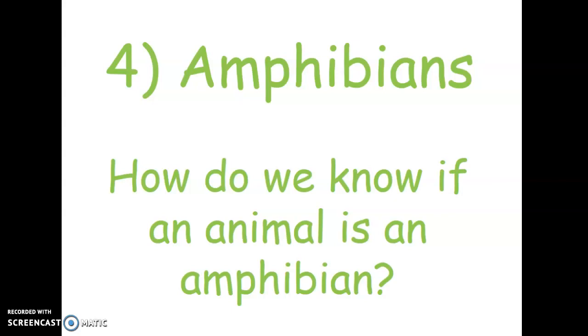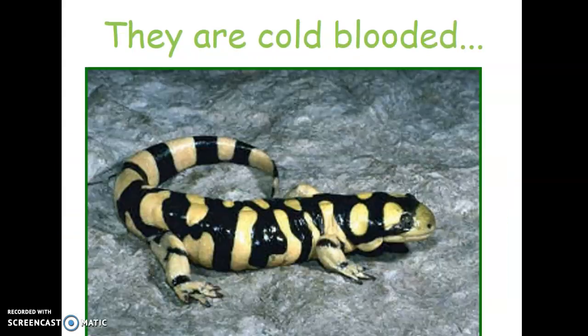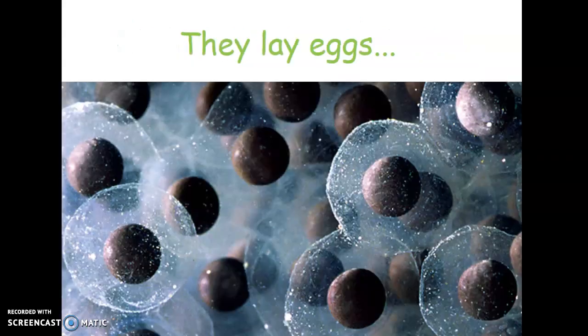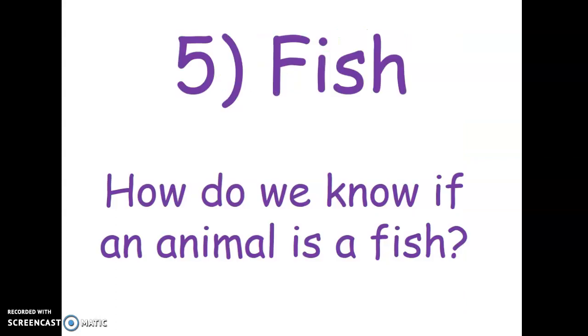Now, next is amphibians. You might be wondering, how do we know if an animal is an amphibian? Now, amphibians live on land and water. They are cold-blooded, like reptiles are, and they lay eggs. This type of egg looks like frog spawn. They have moist skin and webbed feet. That makes it easier for them to swim.